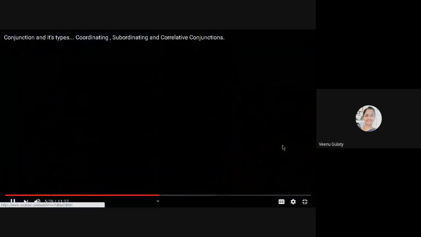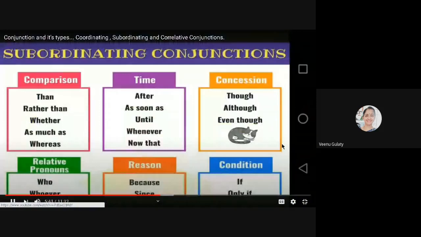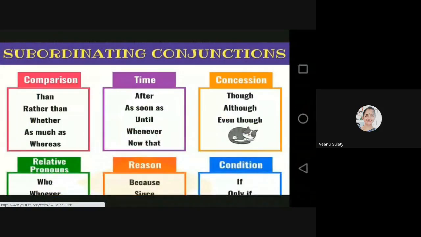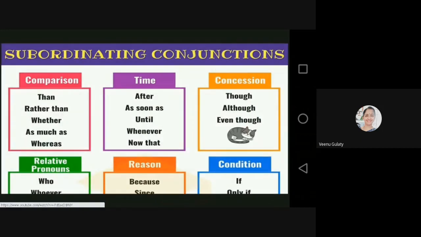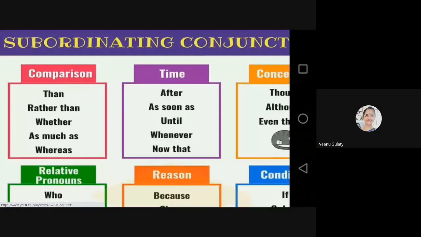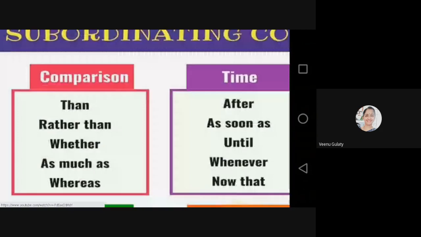We move on to the subordinating conjunctions. These are divided into simple categories. Some subordinating conjunctions describe comparison. They are: than, rather than, whether, as much as, whereas. These describe comparison.